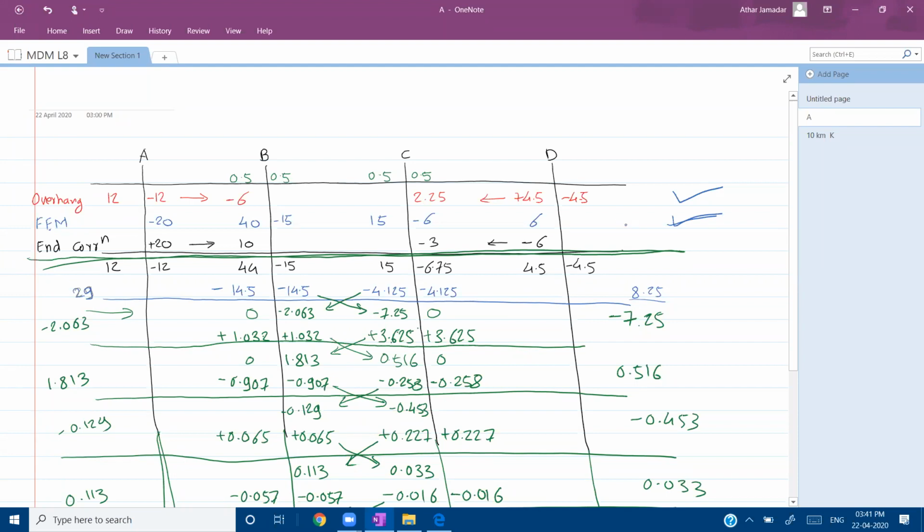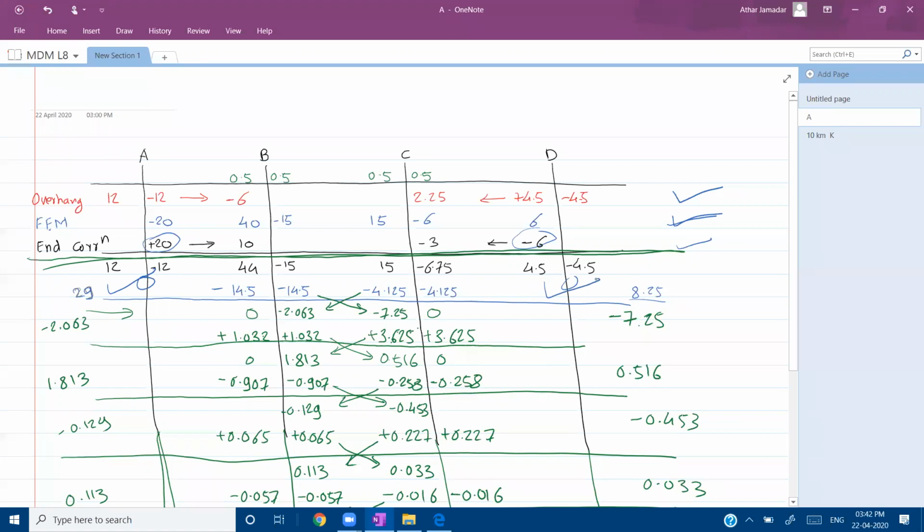Next step is end correction. As support A and support D are both end simple supports, these moment values we have added: plus 20 and minus 6, and half of that is carried over to the nearest support. So plus 20 by 2, 10, minus 6 by 2, minus 3. Then we have taken summation of moment. So at support A plus 12 minus 12, so this support is already balanced. At support B, summation is 45 minus 15 plus 15, 6.75, and this support D is also already balanced.